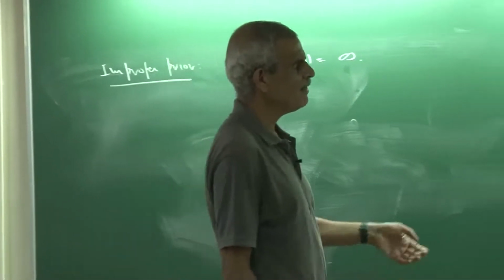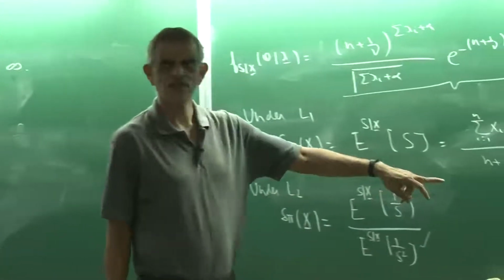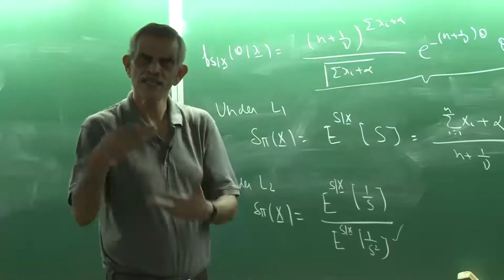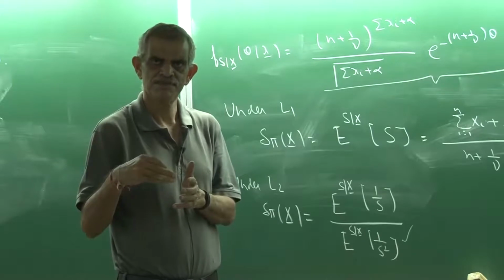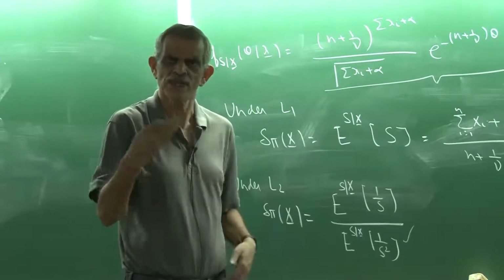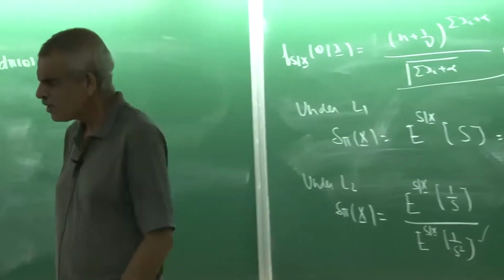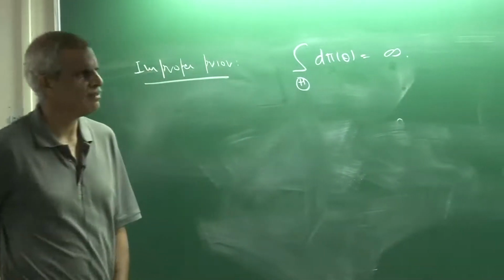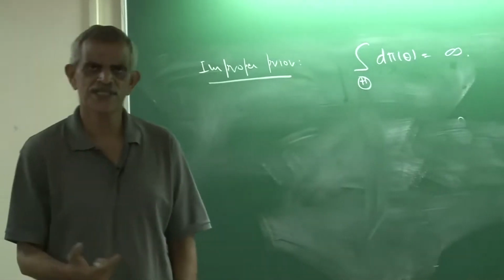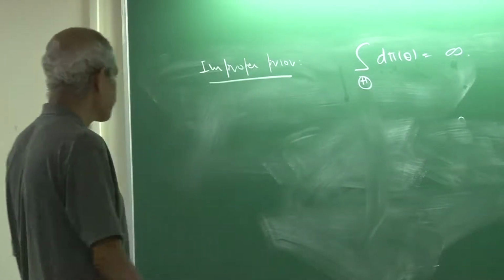For example, even in this case, when alpha was going to 0, I was not getting a proper prior distribution. I was getting 1 upon theta, but which has its own appeal. So to cover Bayesian analysis in a more general setup, we also consider improper priors.